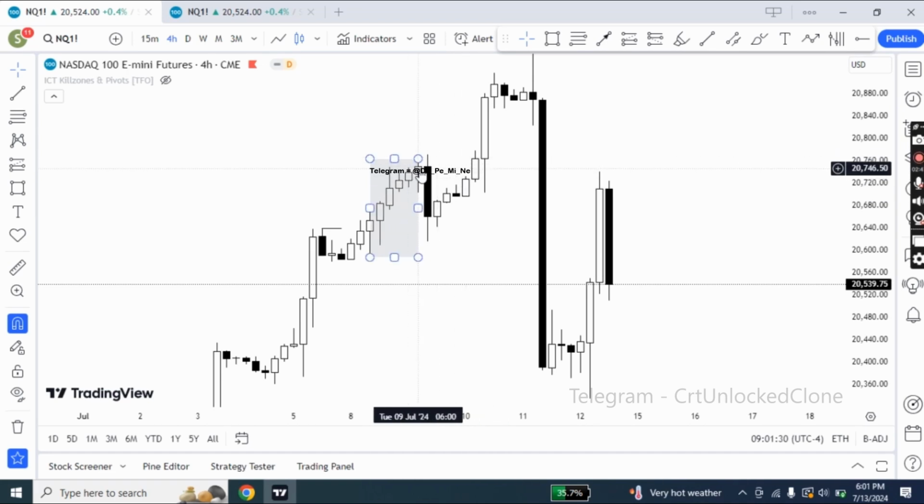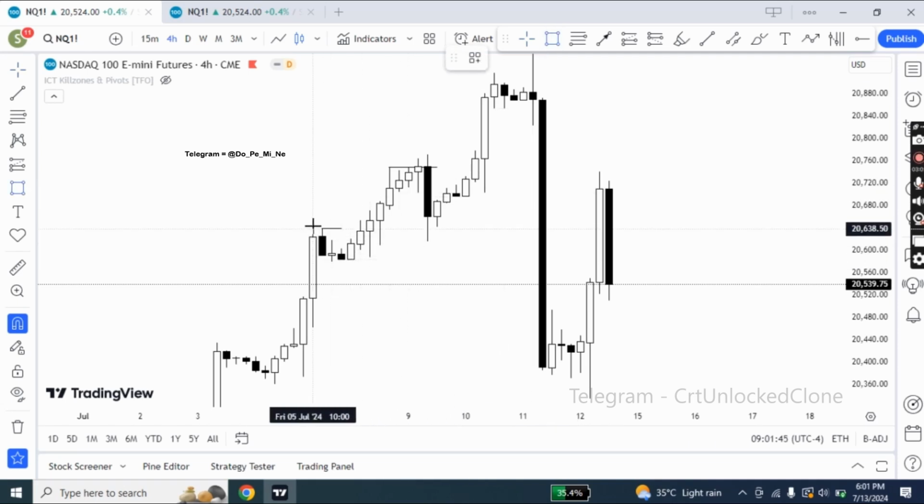The way you can do it is, when price right here, first of all, it has to take out a key level, and the key level for me here was this Monday's high right here. So what price did on Tuesday is that it took out Monday's high, right?